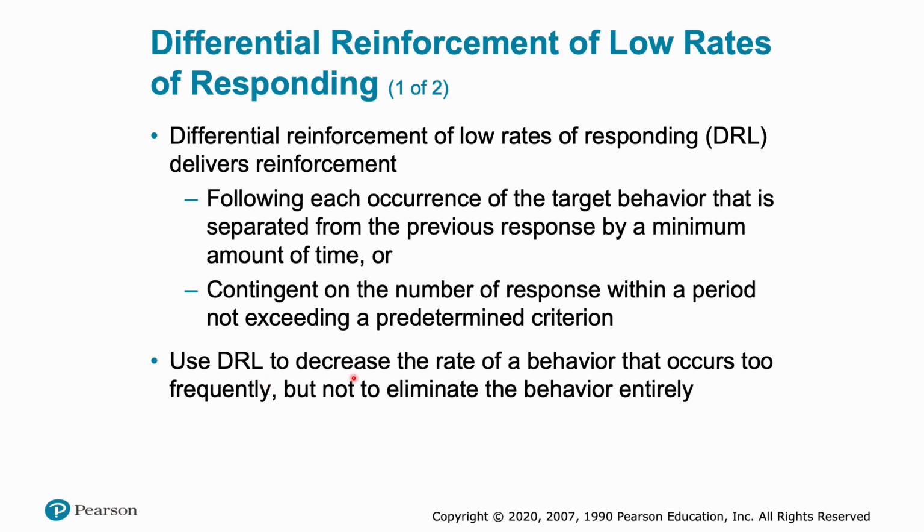Okay, so we use DRL to decrease the rate of a behavior that occurs too frequently, but we don't want to eliminate the behavior entirely. Another example where we might want to use DRL, I see this in classrooms all the time. We sometimes have kids that will raise their hand excessively. Raising your hand is not a problem behavior typically, but it can be if you're raising your hand and asking questions too often. So we can implement differential reinforcement of low rates of responding where we try to, let's say, reduce hand raising from 20 times per hour to 5 times per hour, which is maybe a more appropriate level for a teacher, and it's more likely to get reinforced.